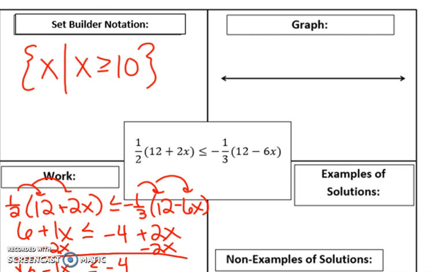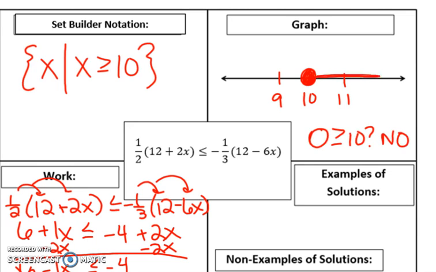So when we go to graph it, again, I'm just going to do 1 point on either side of the number. I have 9, 10, and 11. Because it is greater than or equal to, that line underneath it means we want a completely filled in circle. And x is greater than 10. Plug in a number. Is 0 greater than 10? Well, no. 0 is not greater than 10, so we're going to shade away from 0.